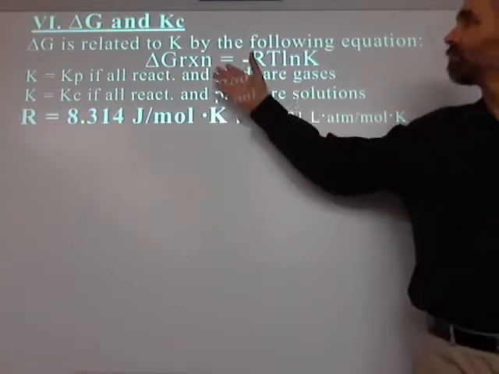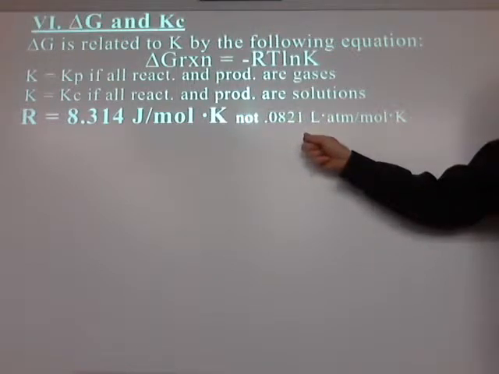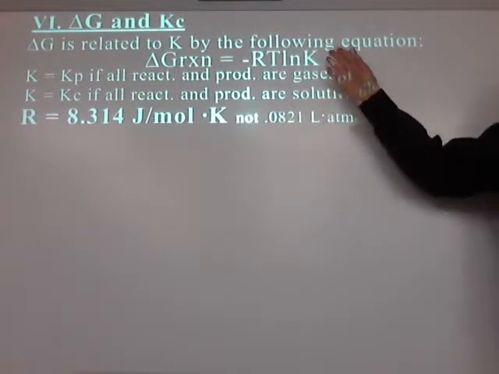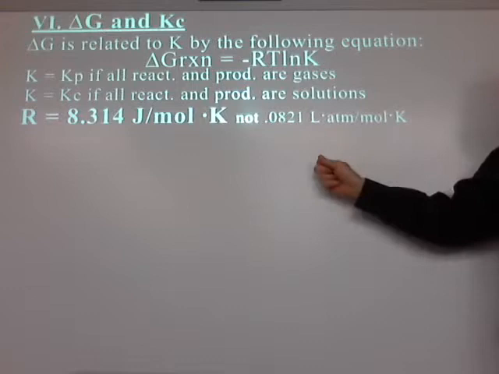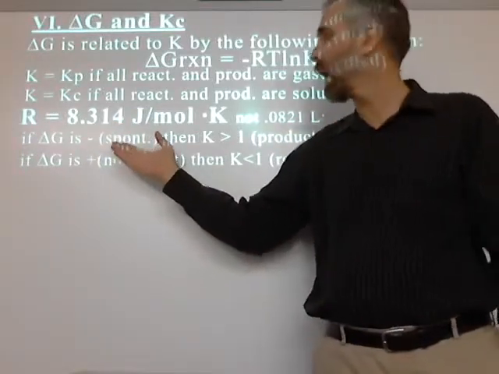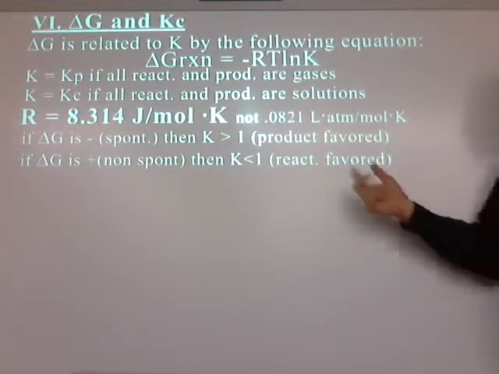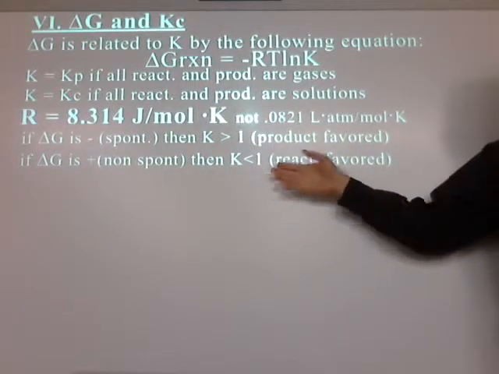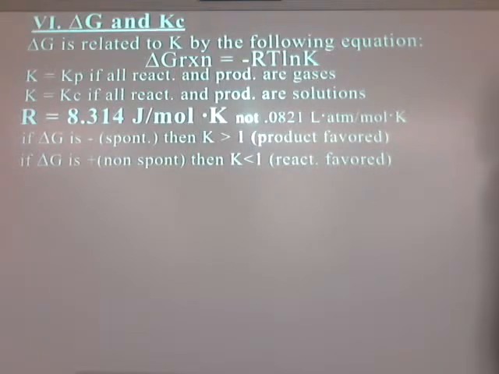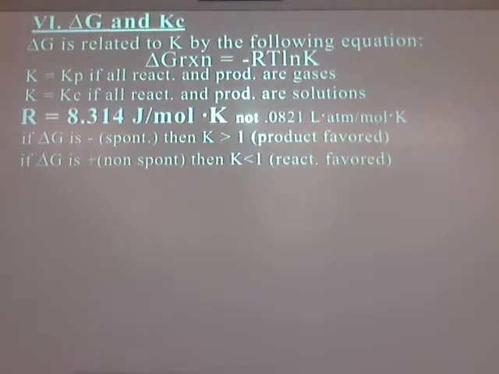So, I'm going to do a couple of examples here, but before I do, I want to tell you how they were related, like I kind of mentioned before. You would expect that if delta G is negative, it's a spontaneous reaction, then K is going to be greater than 1. It's going to be large. And if delta G is positive, then K is going to be very small because it's reactant favored. That should make sense.